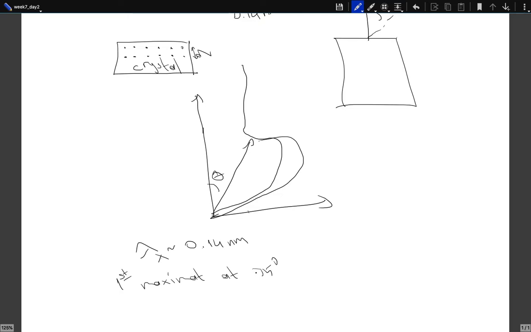So if you remember at the beginning of this discussion, we said that a characteristic phenomenon of waves is interference. So here, electrons showing interference pattern.